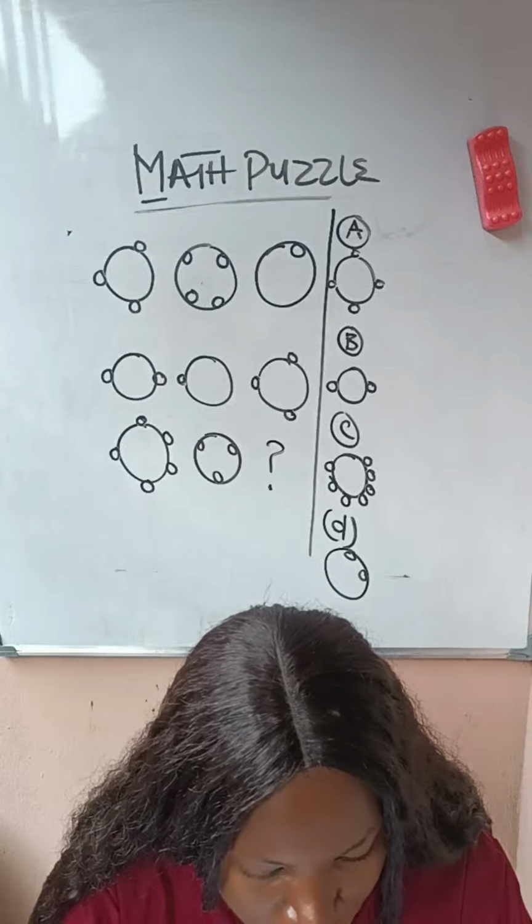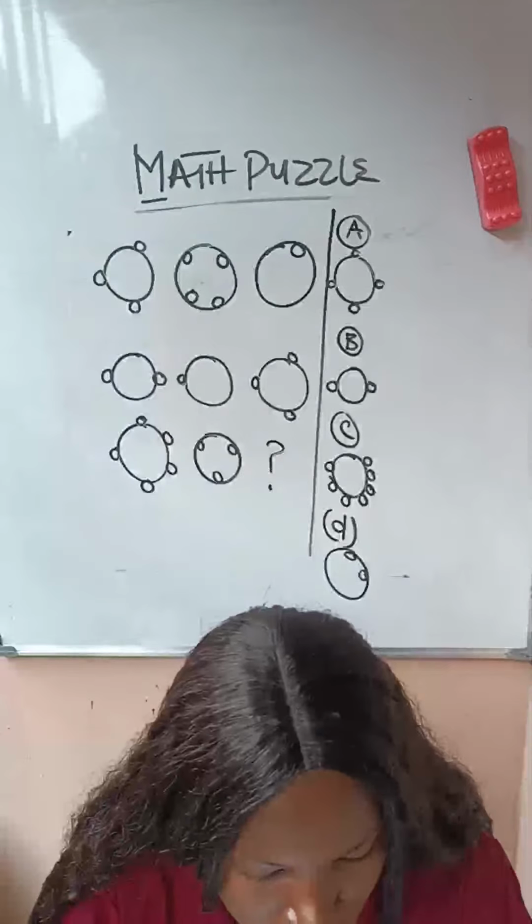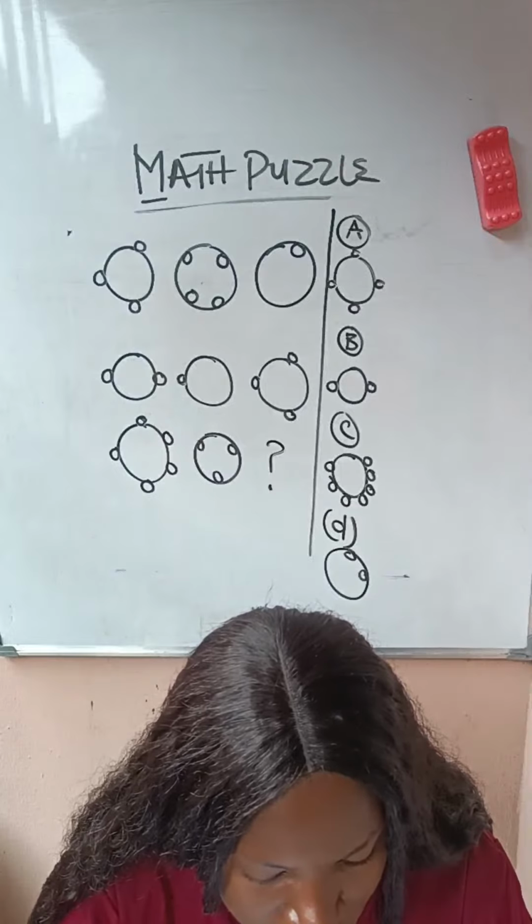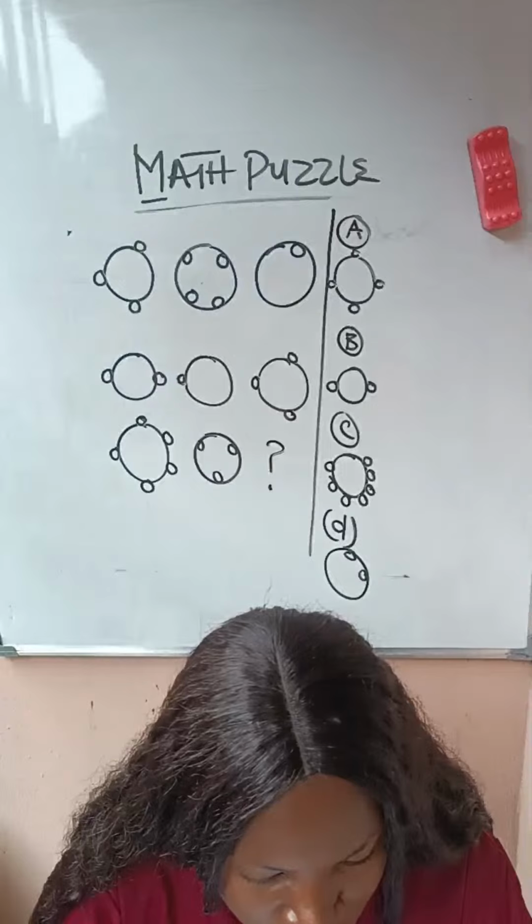In the first circle, we have 3, 4, 1. In the second circle, we have 2, 1, 3. In the last one, we have 5, 3, and so what do you think the answer should be?